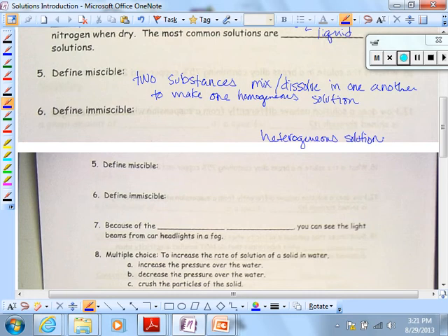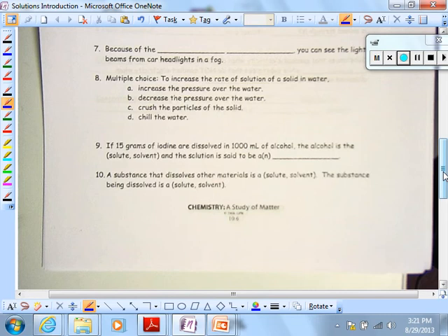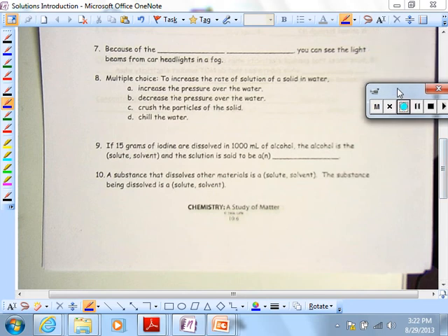All right. I have that repeating, so we'll go down to number 7. What effect causes us to see the light beams from car headlights in fog? You get that one? Tyndall. Okay. Tyndall, I believe. Tyndall. Okay.